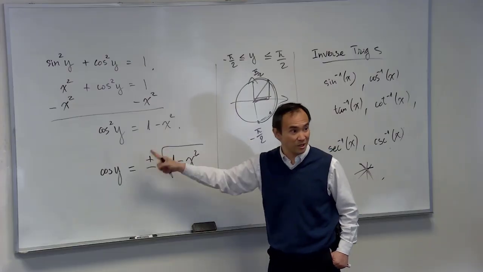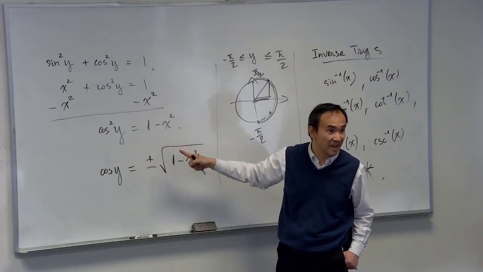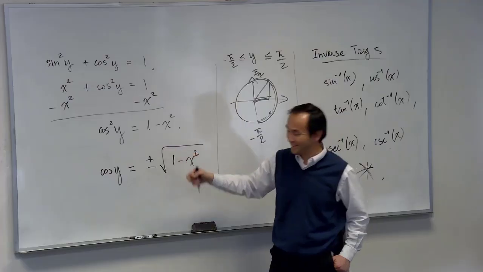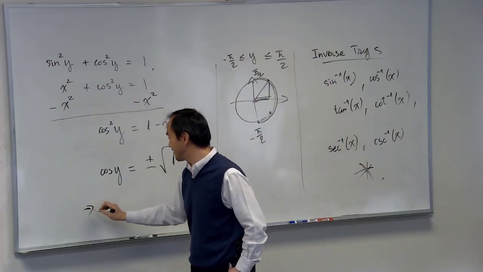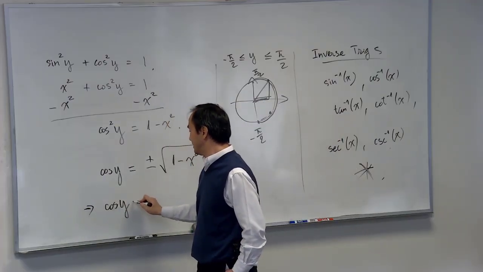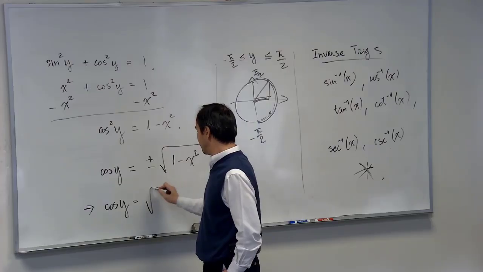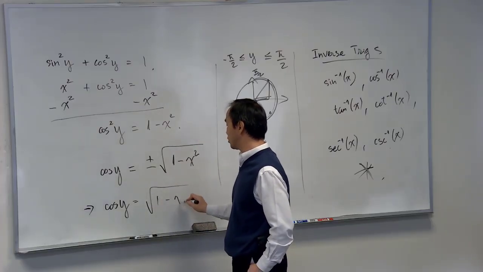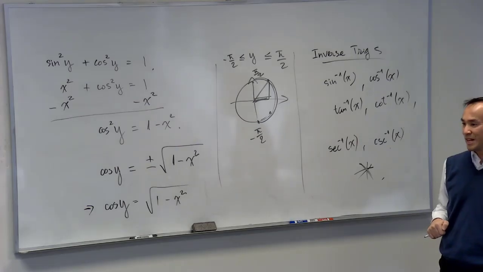So cosine of y equals a positive square root instead of the negative 1. Right, you guys with me on that? Right, so that leads down to, yes, now cosine of y equals the positive square root of 1 minus x squared. Okay? So that's one way of arguing it.